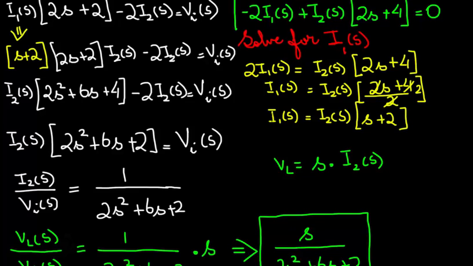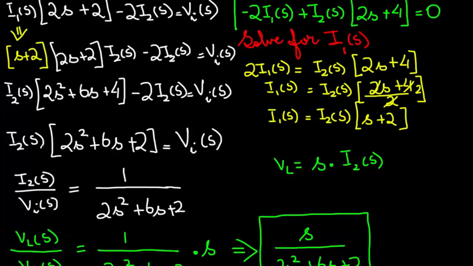Once you have this, you take this and substitute in your equation 1. So where you had I1, you substitute s plus 2 that we found here times I2 of s, and that's what we want to find for the transfer function. And you would be left with s plus 2 times 2s plus 2 minus 2 I2 of s equals VI of s. Now multiply this all together, and with some algebra, you're going to be left with an equation that looks like this.